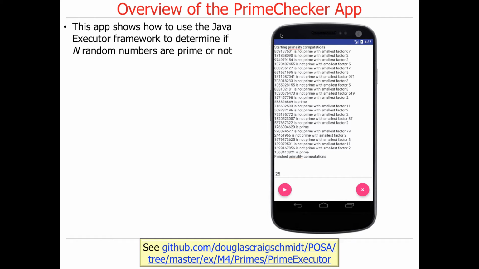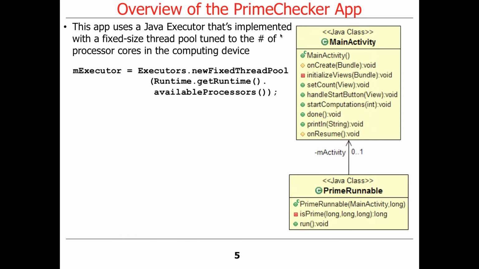I'll run the program for you in a minute. This is what it looks like, or here's a snippet of a run where I'm checking 25 random numbers to see if they're prime. You can see occasionally they're prime, often they're not prime. And if they're not prime, it tells you what the smallest factor is to multiply to get that number. You can download the code here at this link. Okay, there's a couple of classes in here that we're going to talk about.